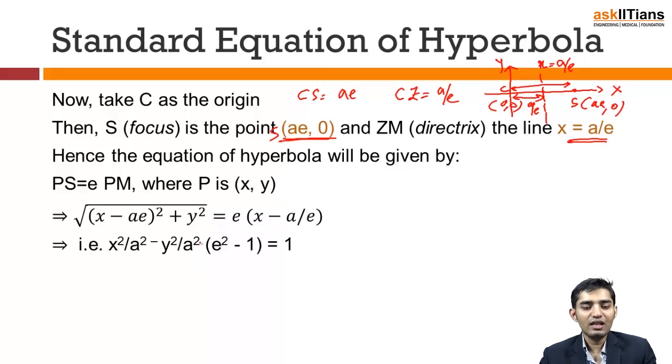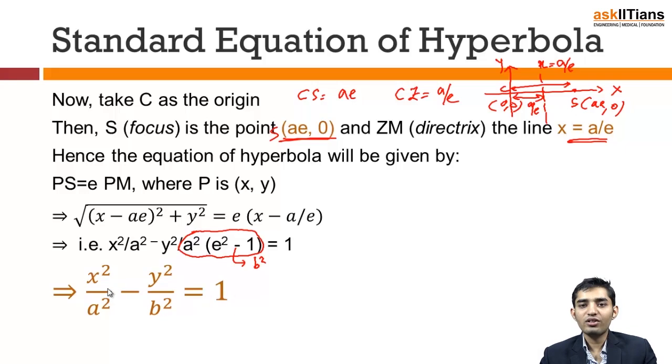In this case, this A square into E square minus 1 term, I will take as, let this be B square, some other variable. So I will get the standard equation of hyperbola that we have, that is x square by A square minus y square by B square equal to 1, where B square is A square into E square minus 1.